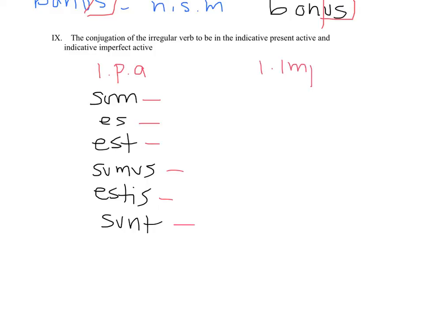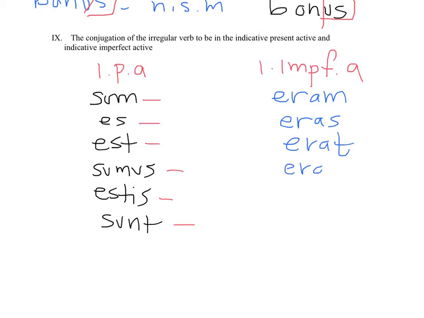You've also learned the indicative imperfect active. Note that these do not follow the same pattern as the earlier indicative present active, because they are irregular and they must simply be memorized. Eram, eras, erat, eramus, eratis, erant. Eram is I was, or I used to be. You were, or you used to be. He, she, or it was, or used to be. We were, or we used to be. You all were, you all used to be. And they were, they used to be.